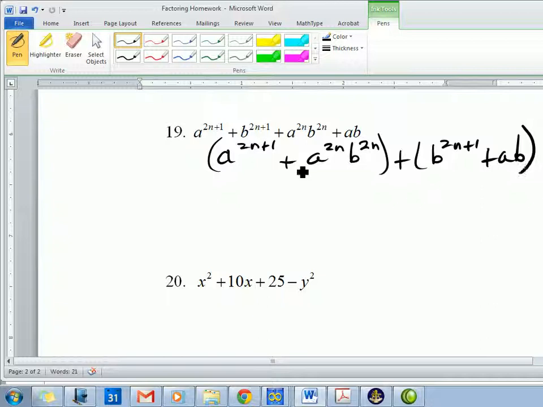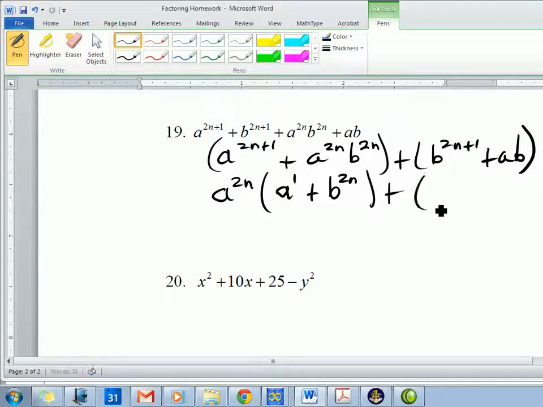So now from this one right here, we can factor out a to the 2n. If we factor out a to the 2n, look at what's left. All we factored out was a to the 2n. So what's left here is a to the first, which is just a. And then over here, b to the 2n, right? So that's one thing we factored out over here.